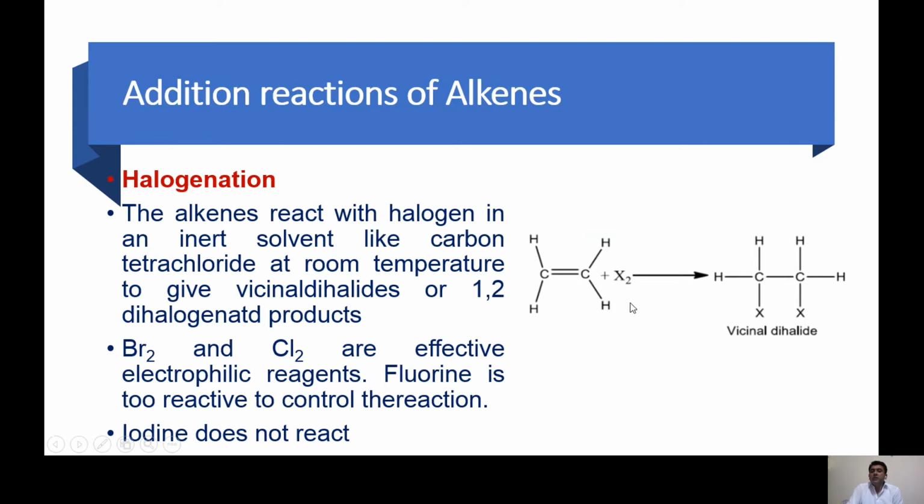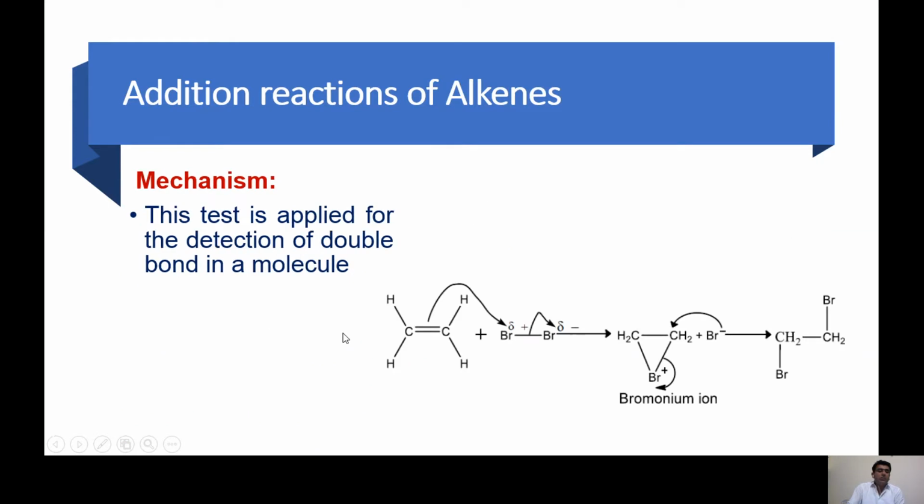In other words, addition of halogen to an alkene in some inert solvent converts it into a vicinal dihalide. Or if I read over here, the alkene reacts with halogen in an inert solvent like carbon tetrachloride at room temperature to give vicinal dihalides or 1,2-dihalogenated products. Bromine and chlorine are effective reagents. Fluorine is too reactive to control, and iodine does not react. So generally we use bromine and chlorine for this halogenation reaction. Now we move to the mechanism of this reaction.